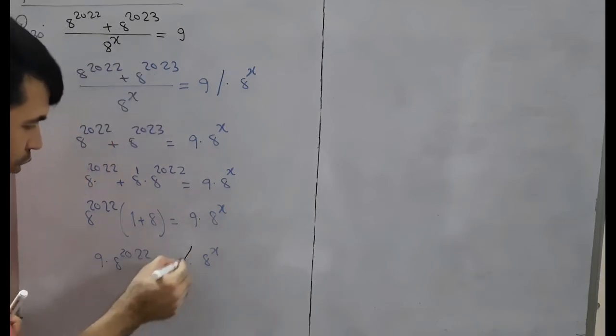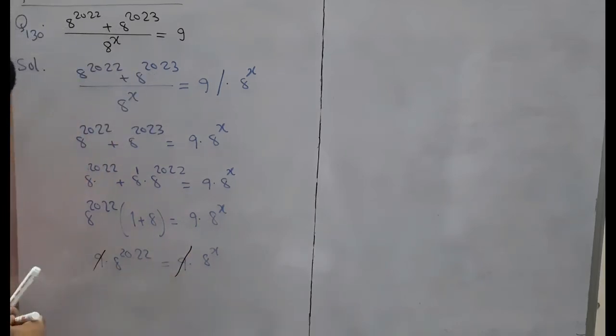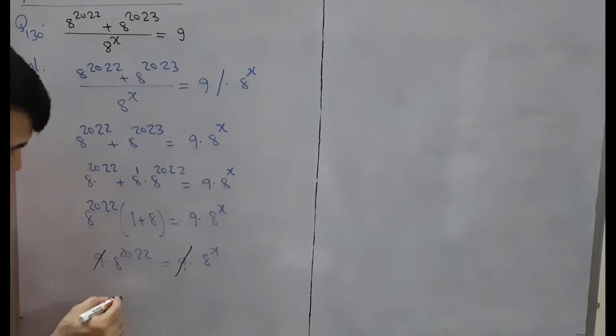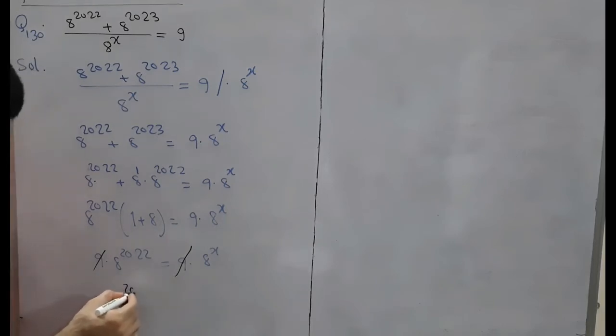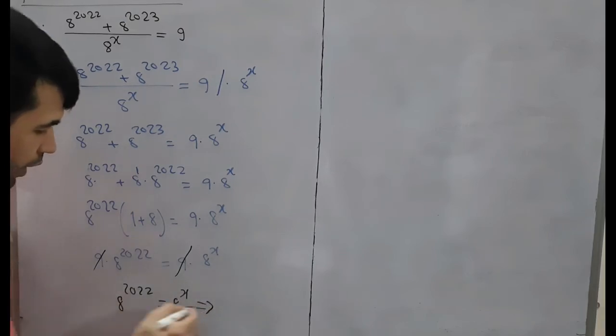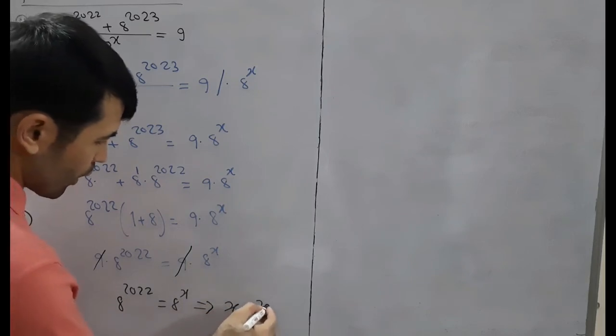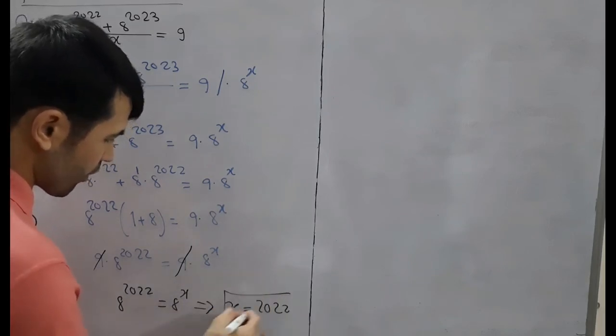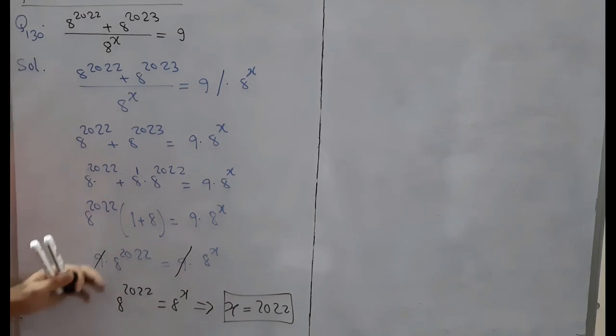We cancel 9 from both sides. We get 8 to the power 2022 is equal to 8 to the power x. Here the bases are equal, 8 here also 8. Then we conclude that x is equal to 2022. It is the value of x. It was the solution of this question.